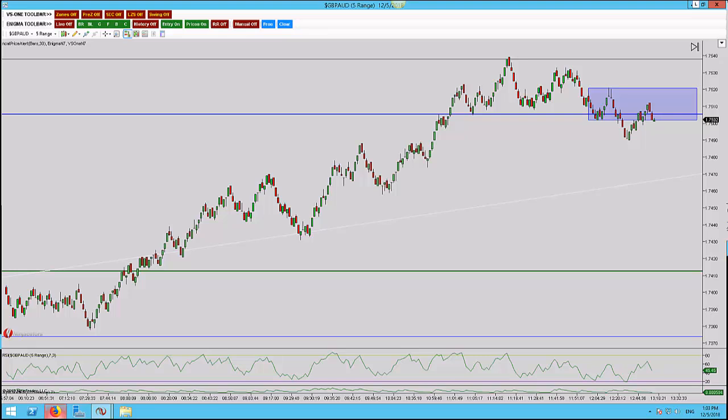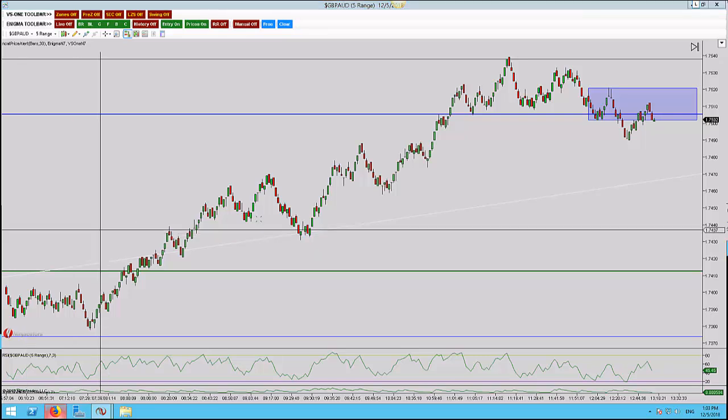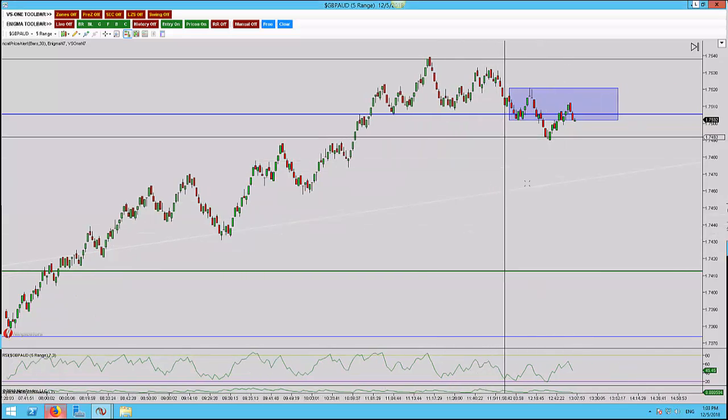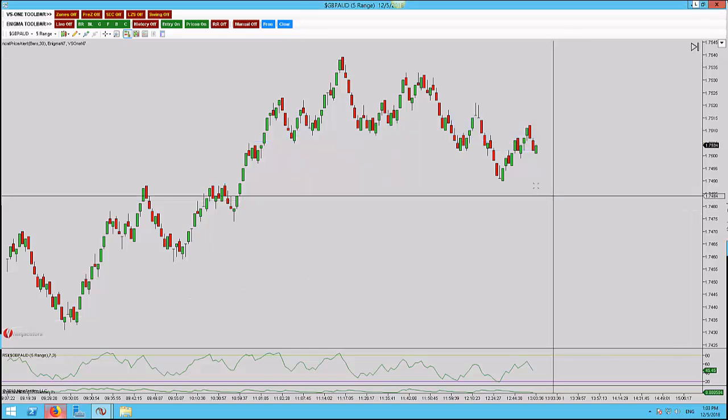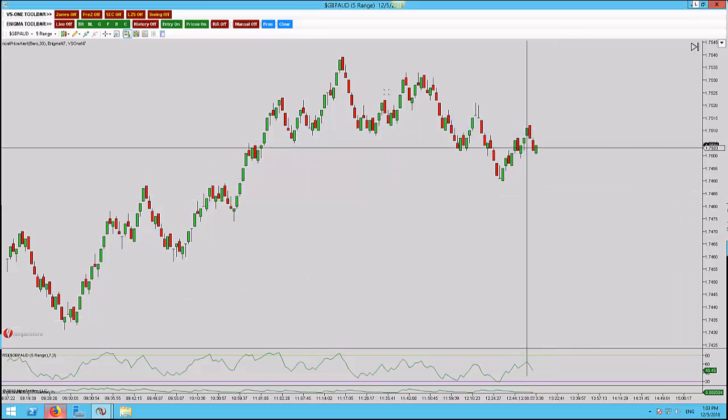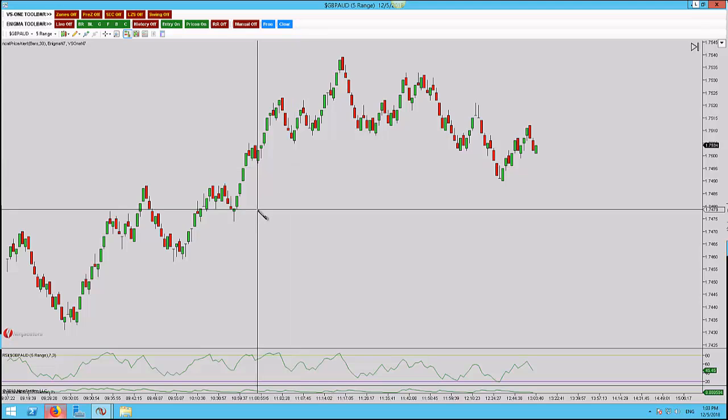Okay guys, we're on the pound Aussie on the 5 range. There is a little counter trend trade, but trend continuation on the 5 range, and I haven't got the entry yet, although I have got the signal, but the risk reward isn't quite good enough.